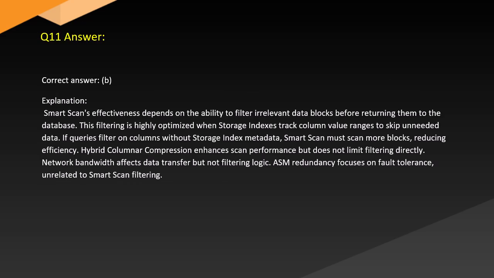Answer. Correct answer. B. Explanation. SmartScan's effectiveness depends on the ability to filter irrelevant data blocks before returning them to the database. This filtering is highly optimized when storage indexes track column value ranges to skip unneeded data. If queries filter on columns without storage index metadata, SmartScan must scan more blocks, reducing efficiency.